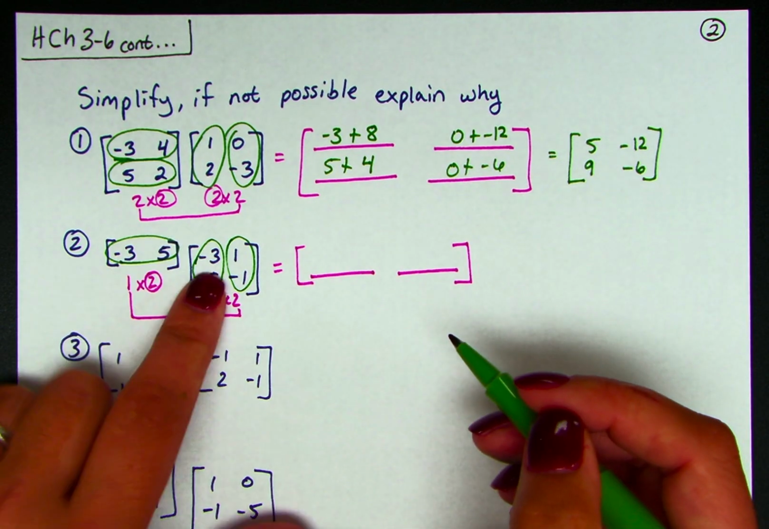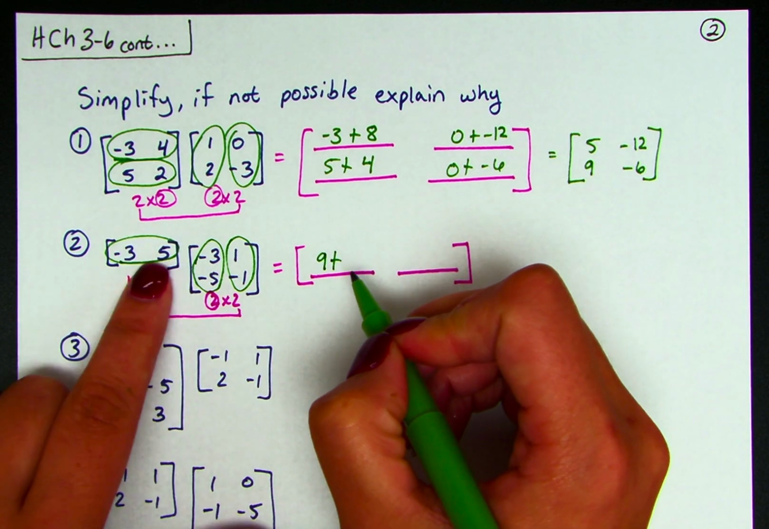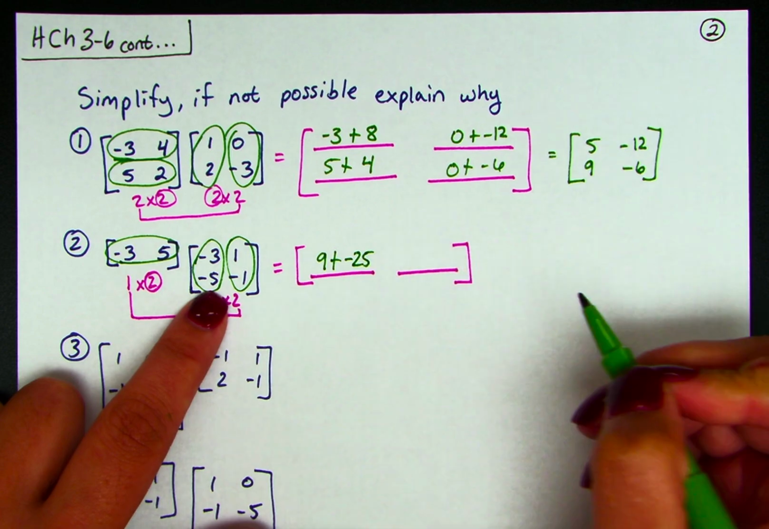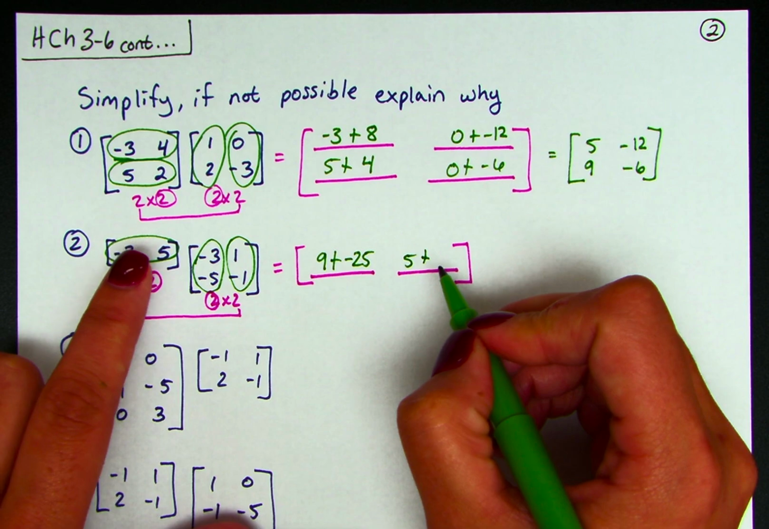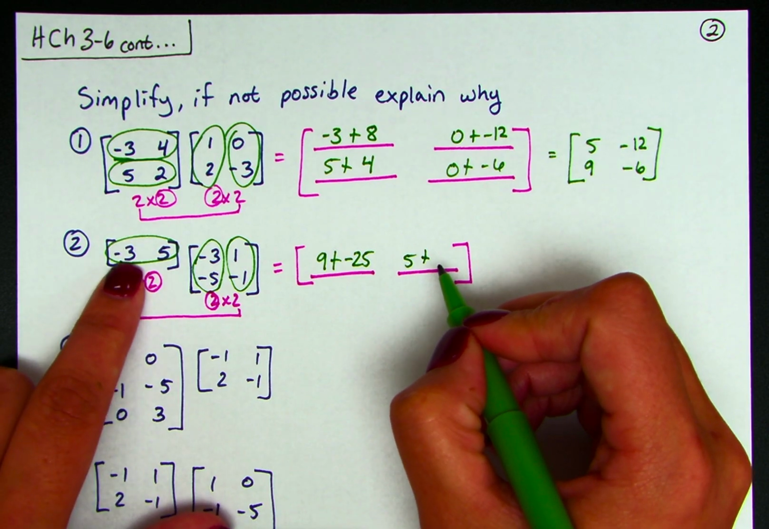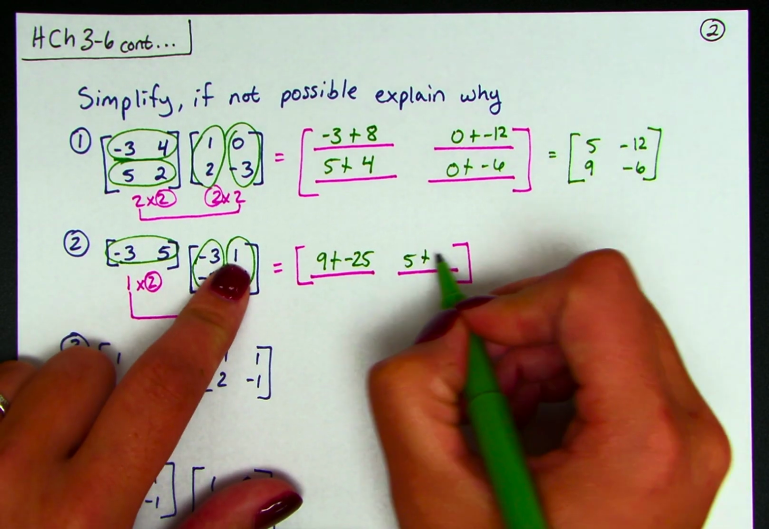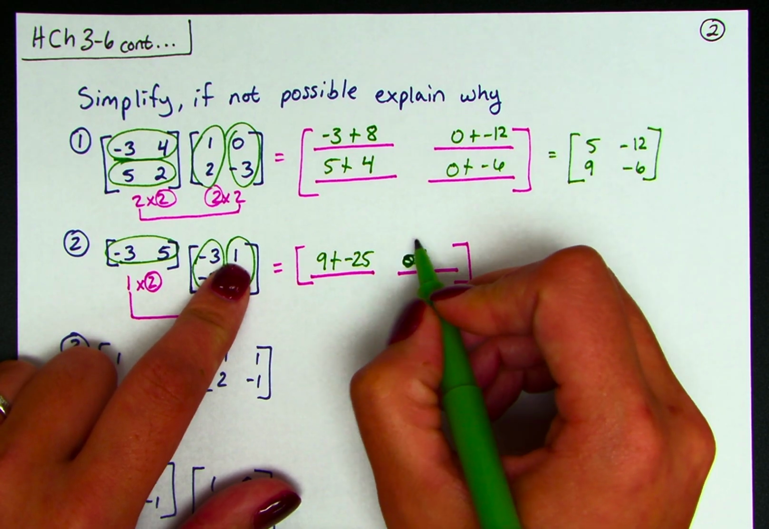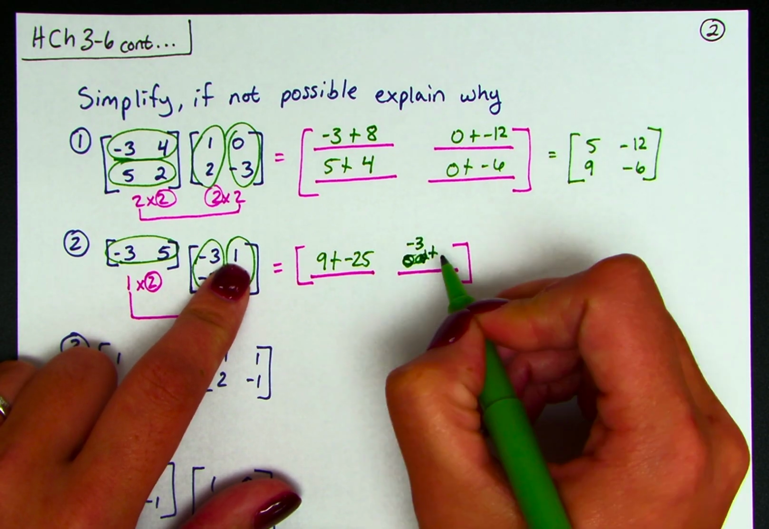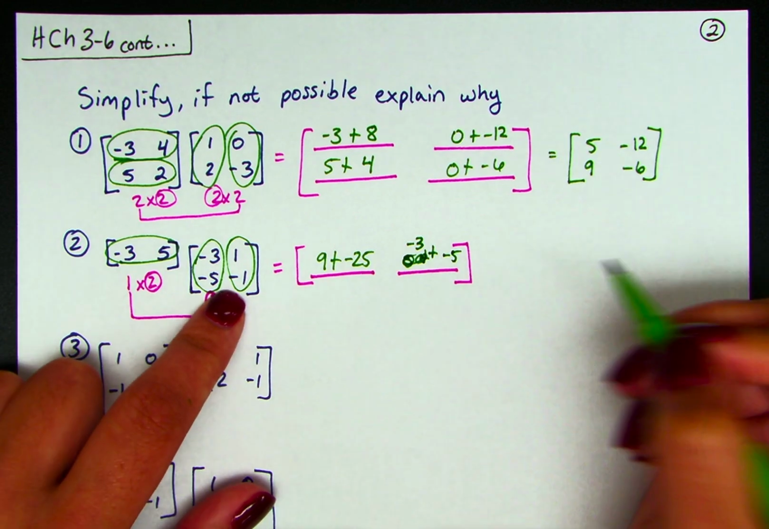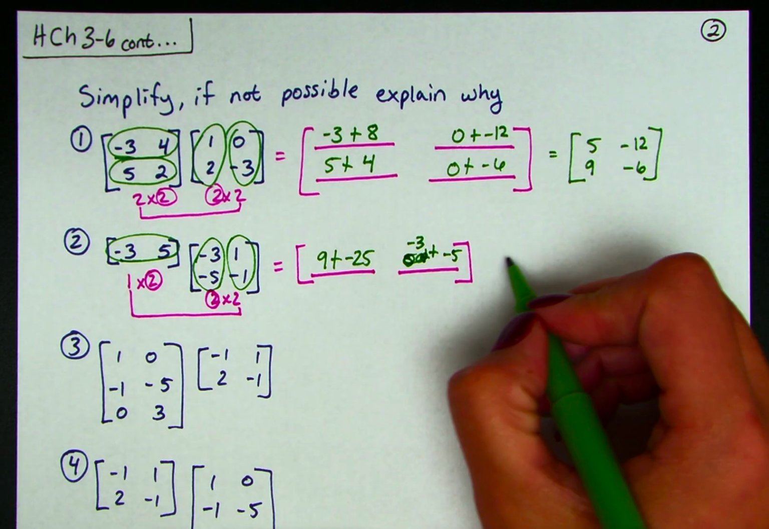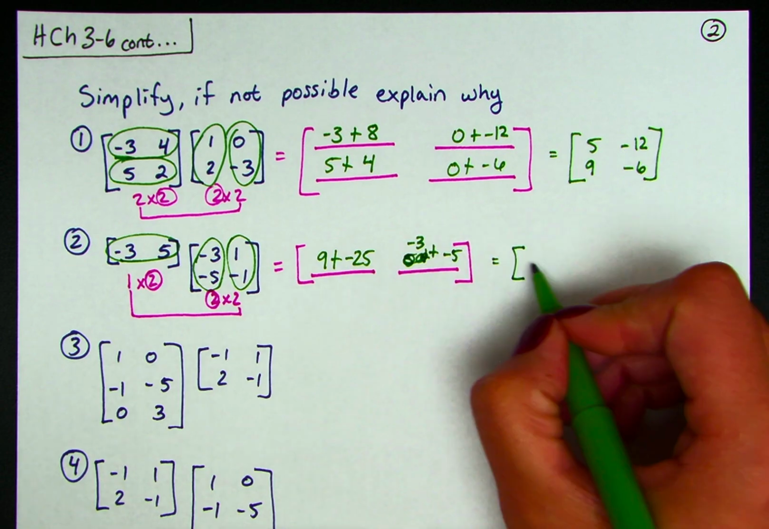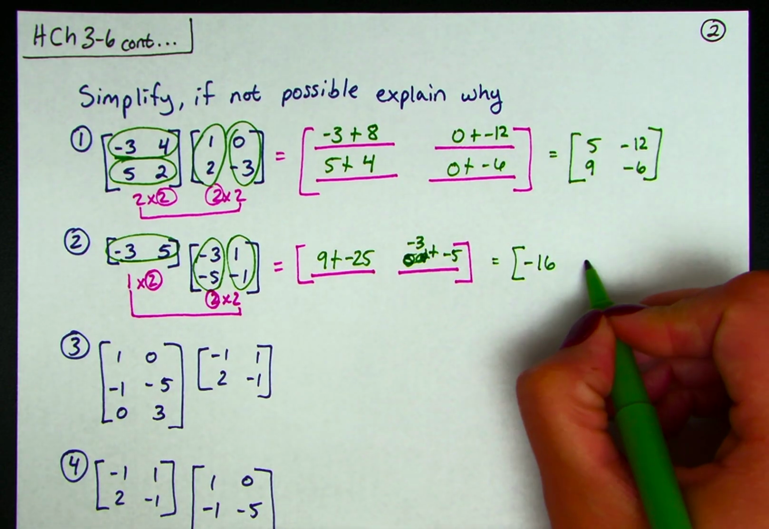So -3 times -3 is 9. 5 times -5 is -25. 5 times 1 is 5. Excuse me, should have done 3 times 1 first, so that will be -3. And then plus 5 times -1 is -5. So if we simplify, again, we are just combining those numbers together. So this will give me -16. And then -8.